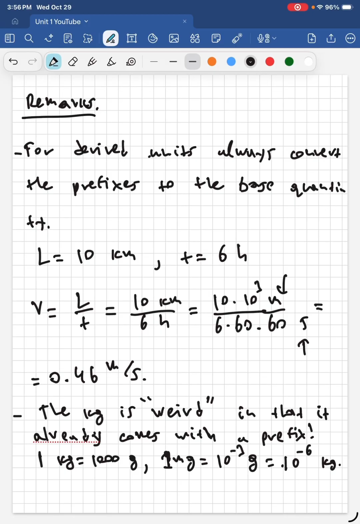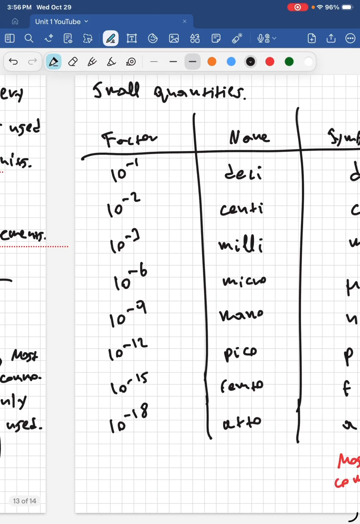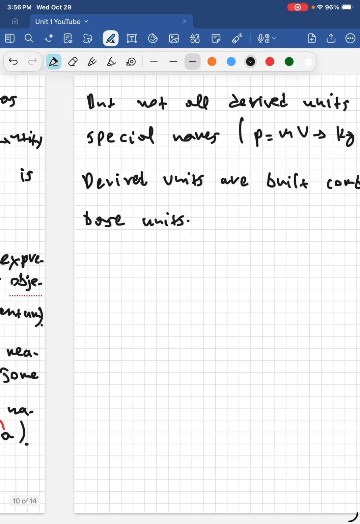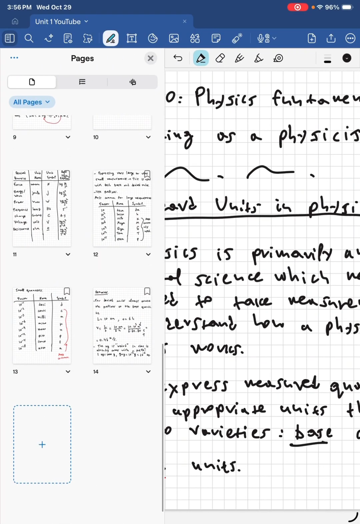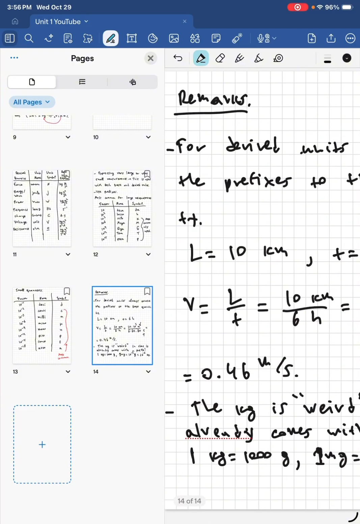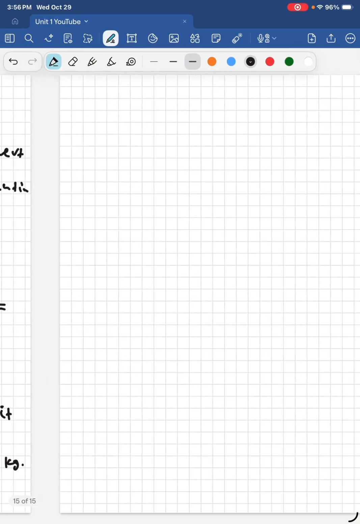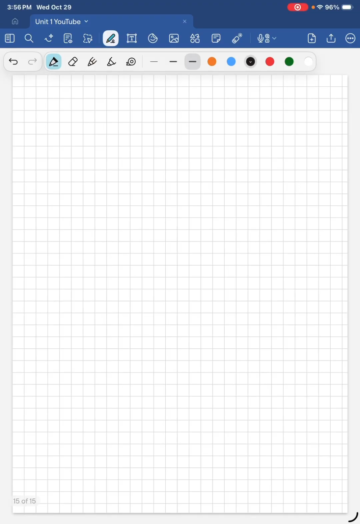So the next thing we will discuss, which will cover topic 0. Remember, I called it actually topic 0, okay? So the next thing we need to discuss is estimation, okay? And you will see what I mean. So the next thing in topic 0 is estimation. Which means kind of like having common sense when you work with physics.